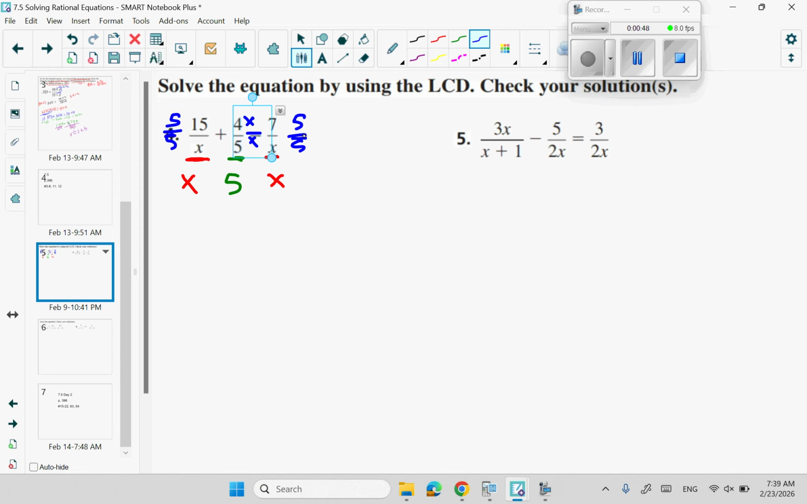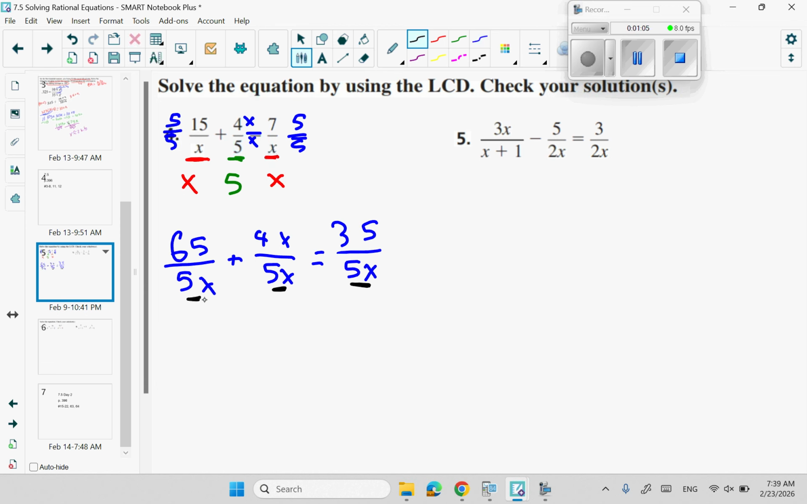So let's do all those multiplyings. 5 times 15 gives me 65 over 5x. 4 times x over 5x. Then 35 over 5x. Now we might see that I have the same denominator in every single fraction. So the nice thing is I can actually multiply everything by 5x. This 5x and this 5x are going to cancel, and in fact, it cancels the entire bottom. So all I'm left with is 65 plus 4x equals 35.